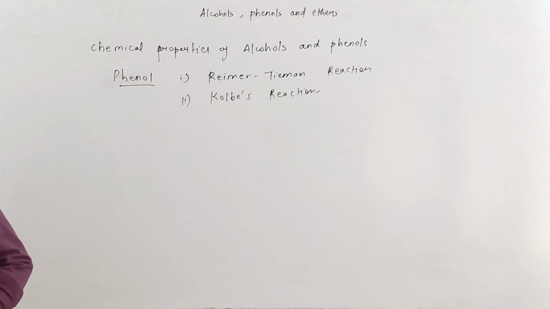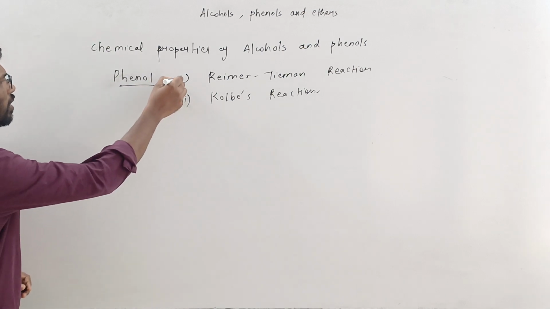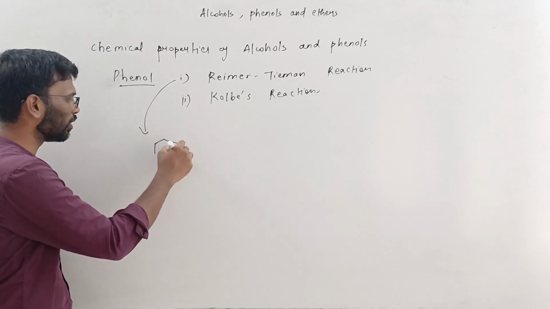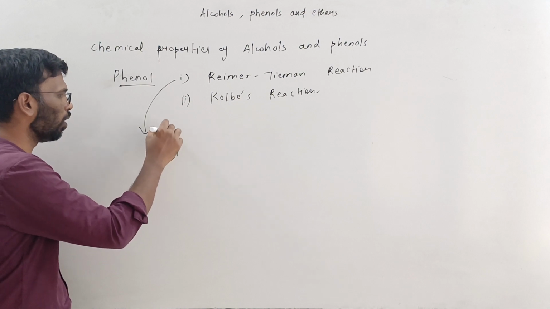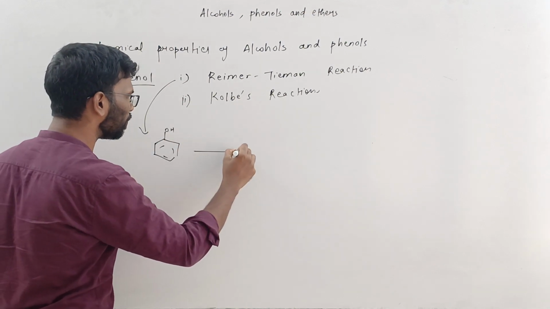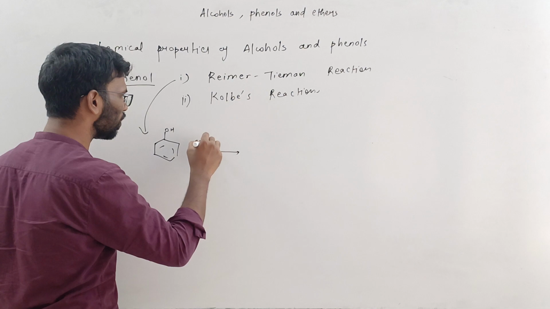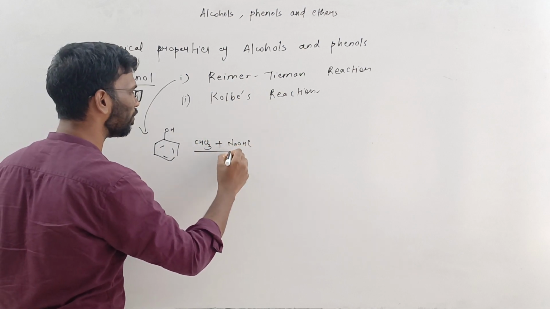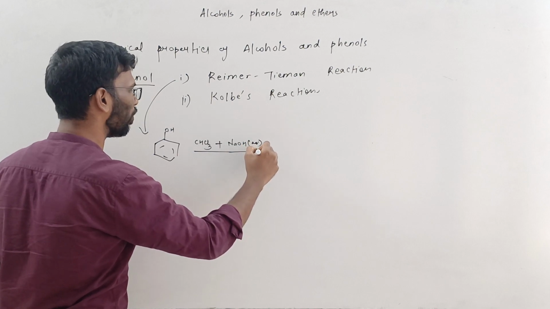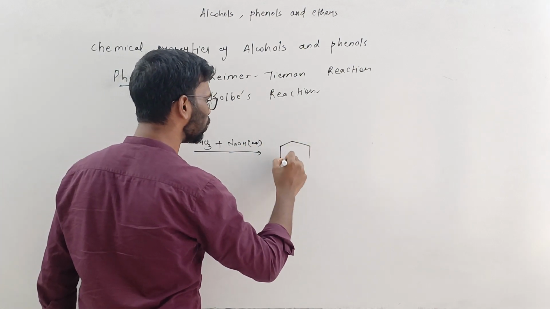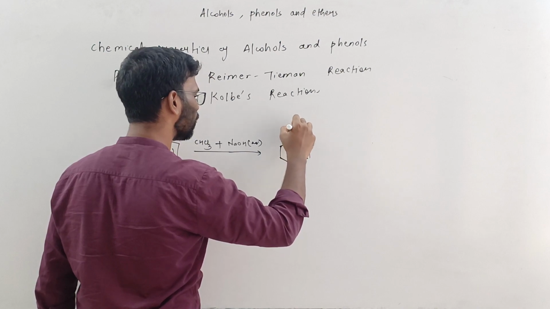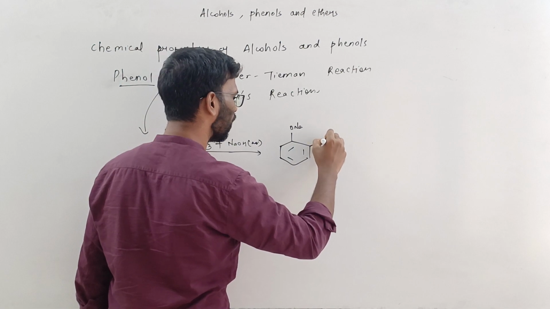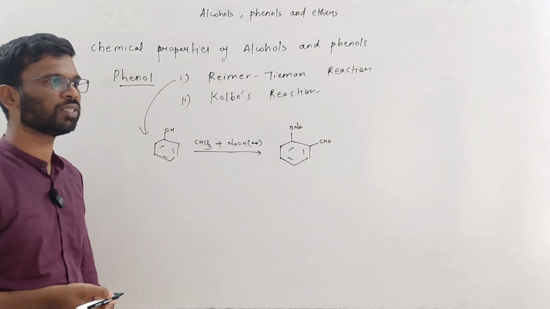So how does it go? If I want to talk about the Reimer-Tiemann reaction, it is a reaction of a phenol with chloroform and aqueous sodium hydroxide. Here you get a sodium phenoxide and an aldehyde. This is the intermediate which you are getting.